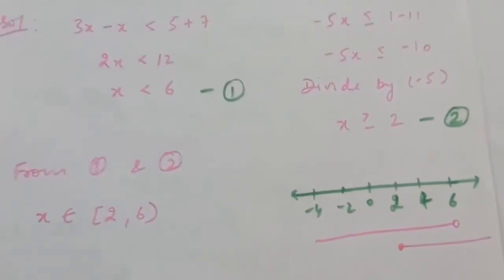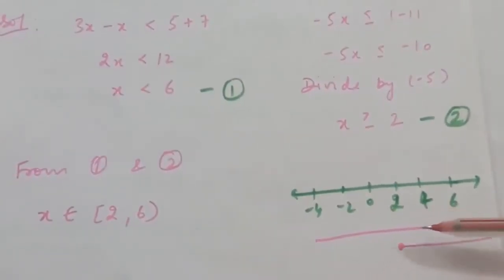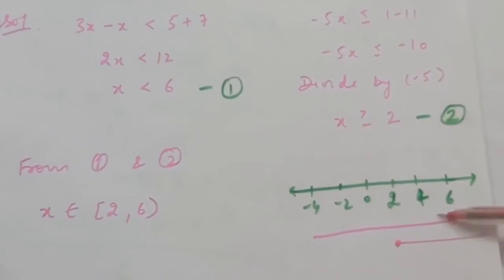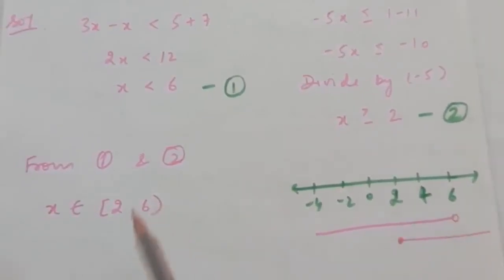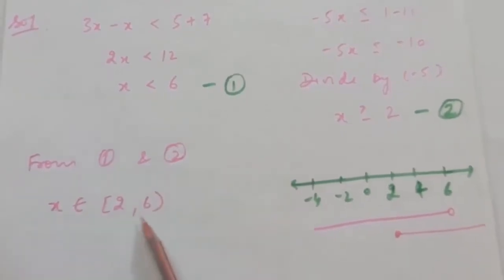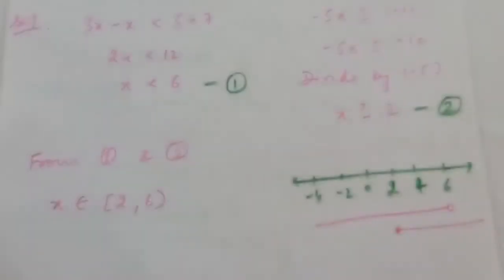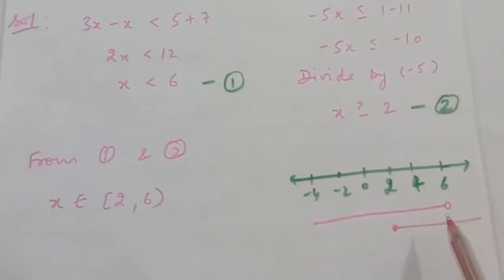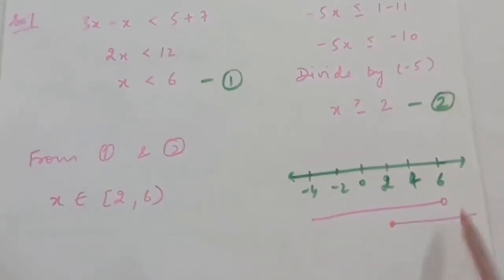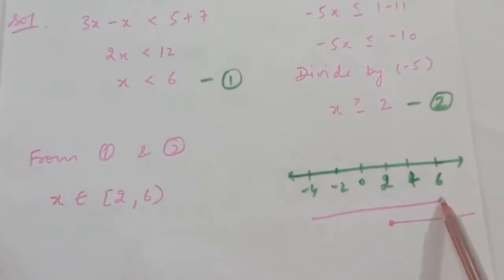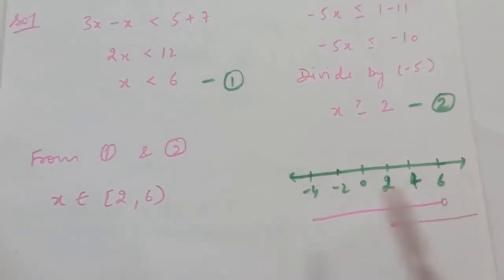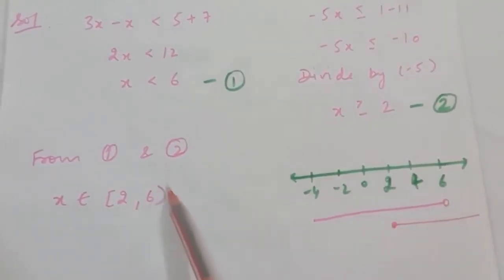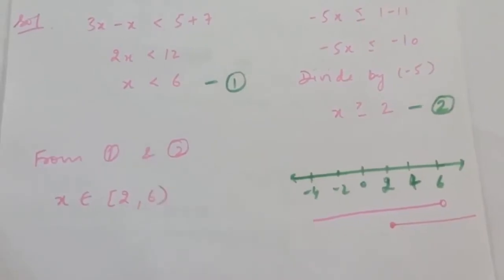Now intersection will be where two lines are coming. So see, this is the portion where two lines are coming. 2 is included in both the lines. So x will go from 2 to 6, at 2 closed bracket will come. Now at 6, 6 is included in this line, but in this line we can see we have an empty circle. This shows that 6 is not included in the first line, this one. Therefore, in intersection it will not come. Therefore, we will take an open bracket.